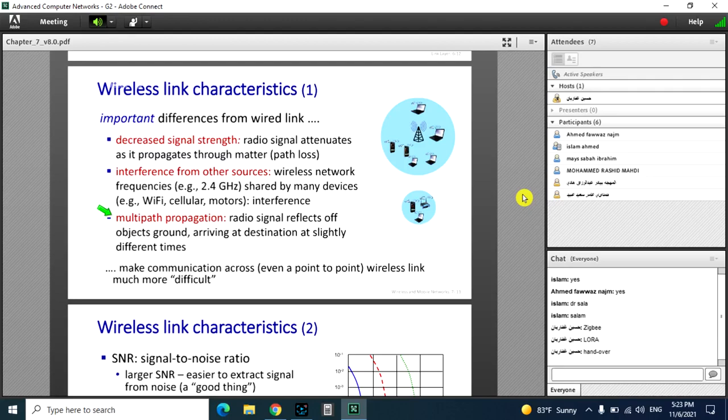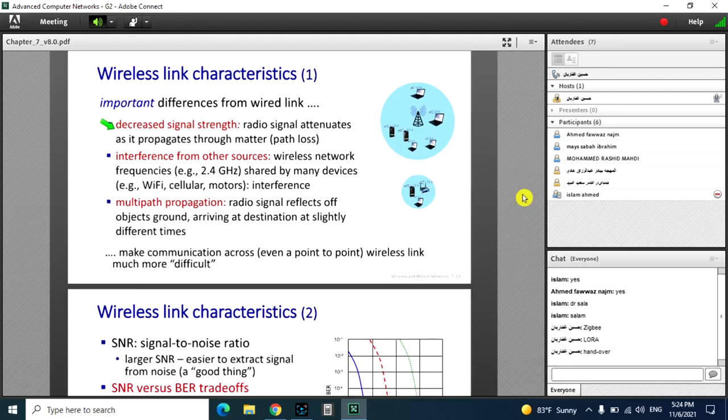This effect, multipath propagation, is a negative effect. It can destroy my signals. It's something like interference. Okay. So I can say that making a wireless connection is much harder than making a wired connection.